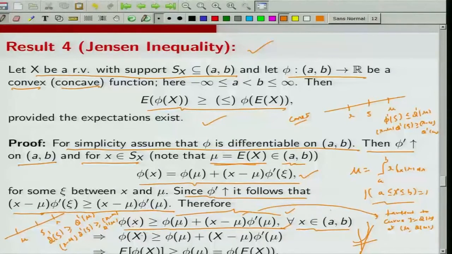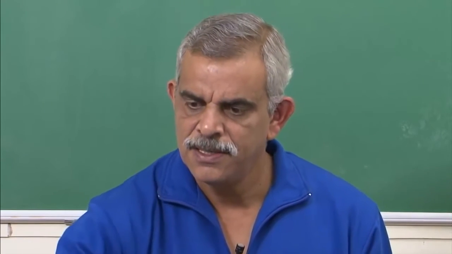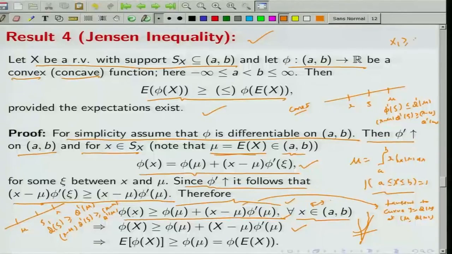I replace this x by capital X for all x belonging to AB, since the probability of X belonging to AB is 1. So I replace small x by capital X, which is a random variable. So phi X would be greater than or equal to phi mu plus (X minus mu) phi prime mu. Now we know that if X1 is greater than or equal to X2 with probability 1, then the expected value of X1 is greater than or equal to the expected value of X2. That also we know.